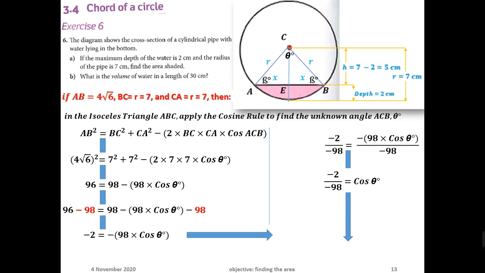We are finding the unknown angle. So we're going to apply cosine inverse now. So theta is equal to cosine inverse of negative 2 over negative 98. If you insert this in the calculator, the angle theta is equal to 88.8 degrees.